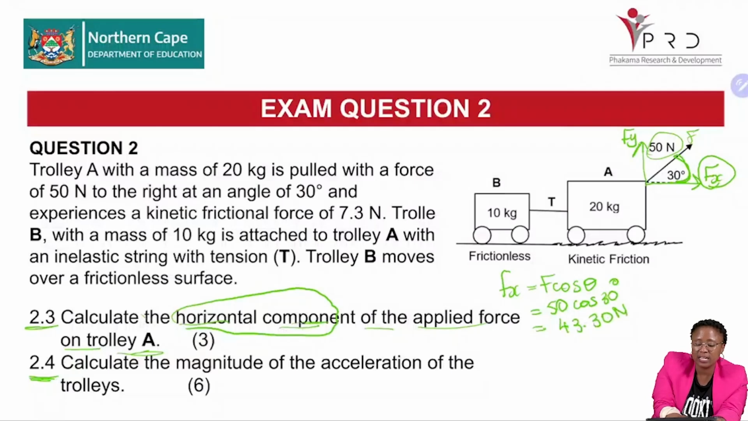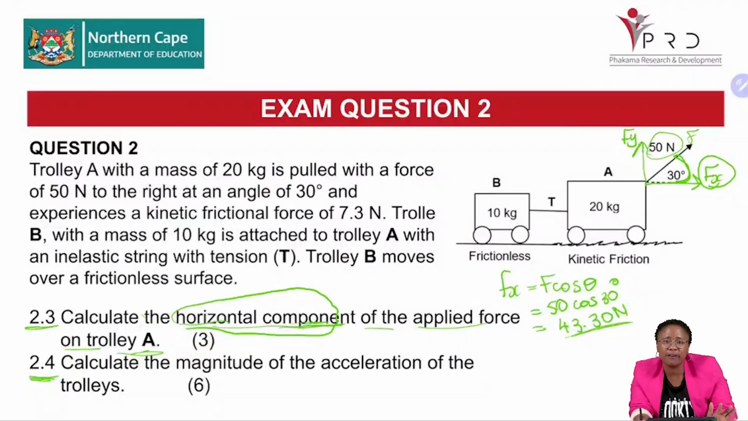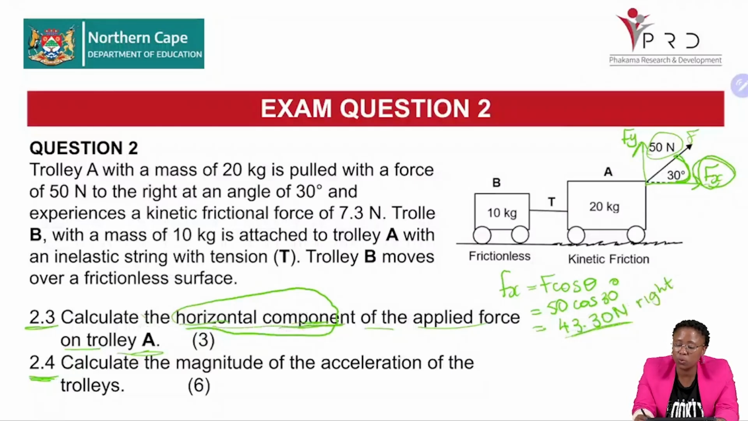But if they just say calculate the horizontal component, remember the horizontal component is a vector quantity. It must have magnitude and direction. So what will be the direction of your Fx? It will be to the right. As you can see, it's going to the right hand side over there, right? Very important to include that. I know this one you got right.